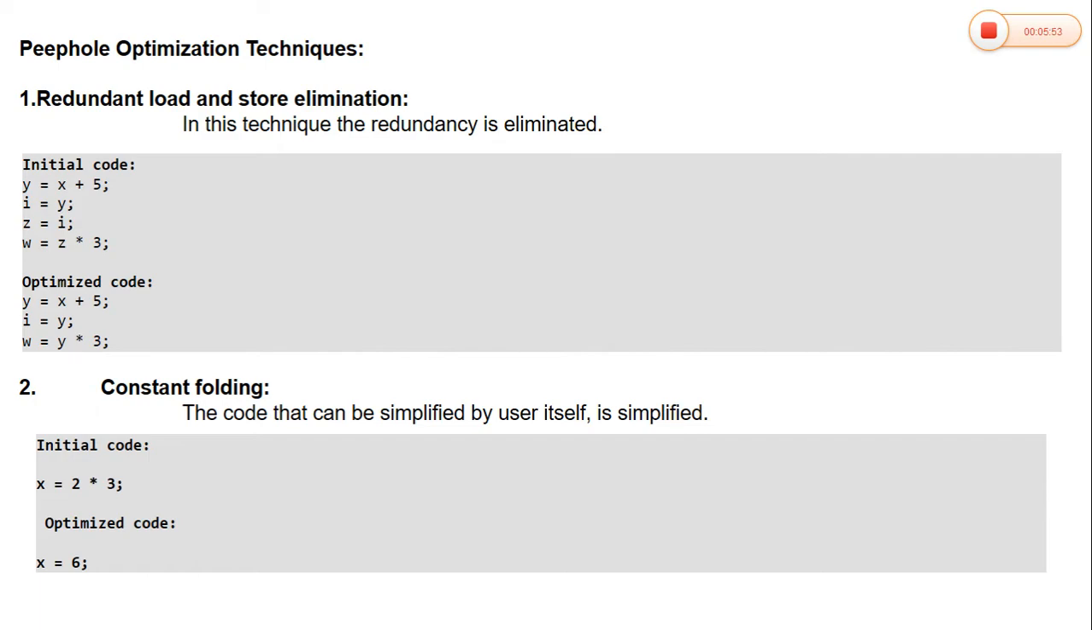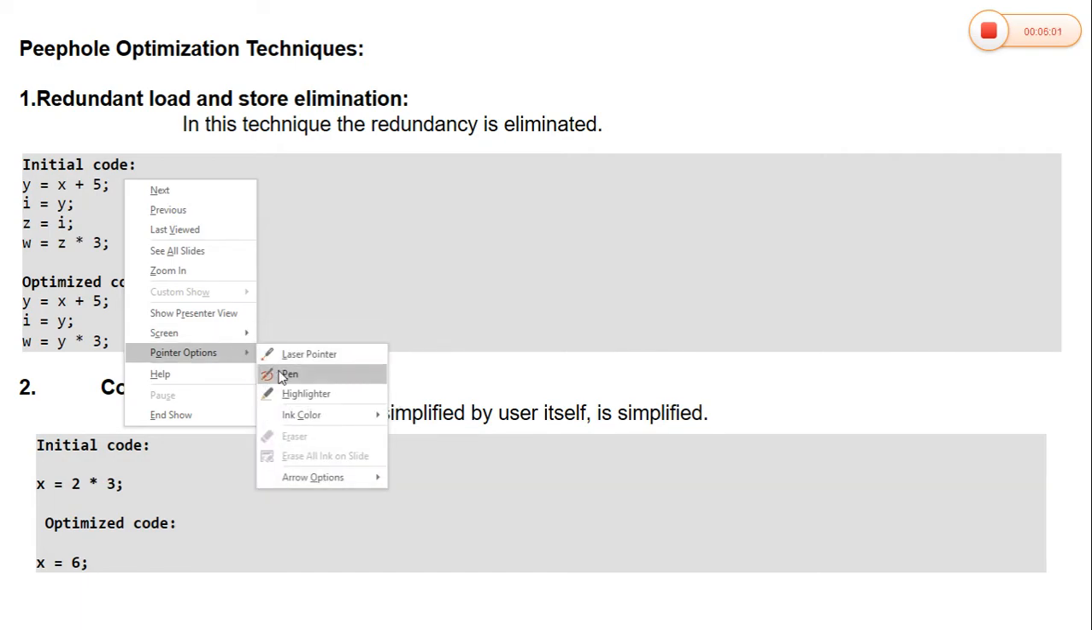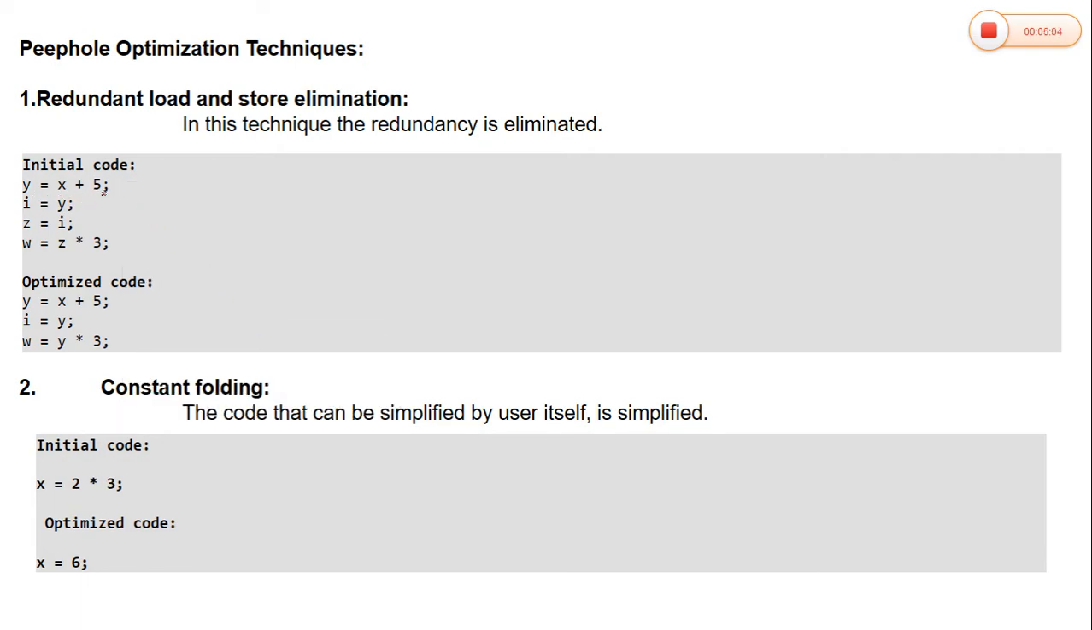So for example, we have a code in which 5 instructions are there. y equals x plus 5, i equals y, z equals y, w equals z asterisk 3. So this is the code before optimization. And when the compiler optimizer optimizes the code, if you observe this, i equals y and the value of i is assigned to z. So this is sort of copy propagation. So z will be removed by the optimizer.